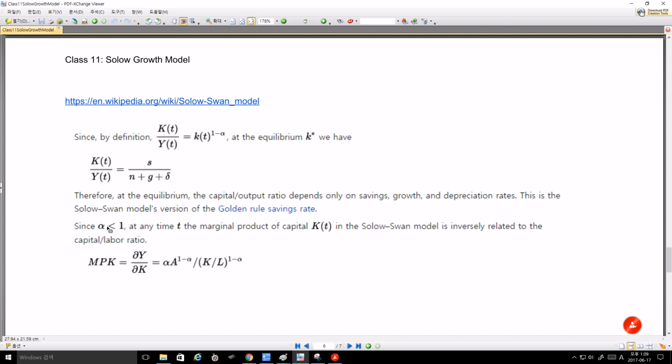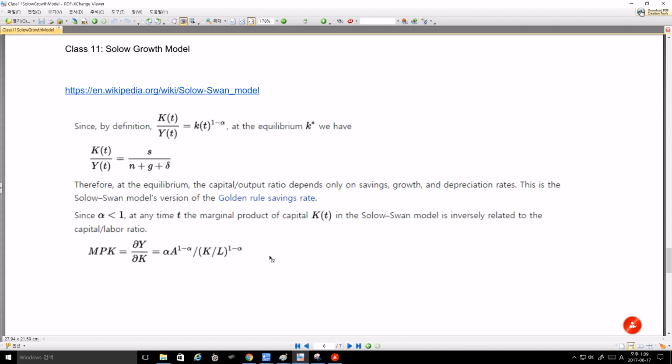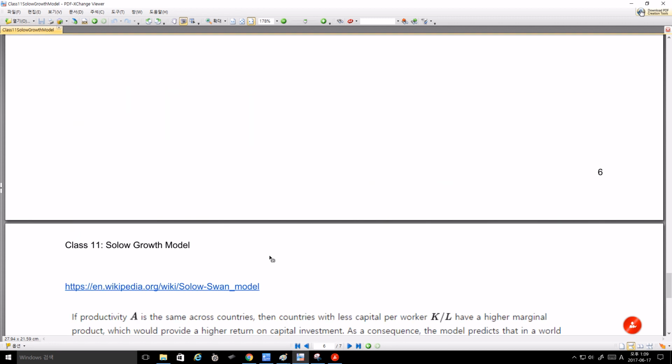Since alpha is less than 1, at any time t the marginal product of capital in the Solow model is inversely related to the capital-labor ratio. The marginal product of capital, which means how much we can improve output if we increase capital slightly, the derivative, is, you can prove it, alpha A to the 1 minus alpha times K over L to the power alpha minus 1. You can prove this one.